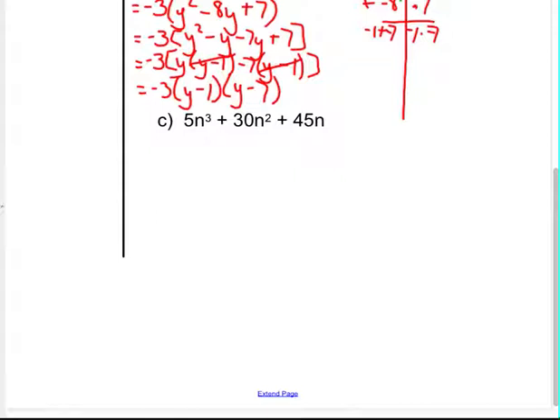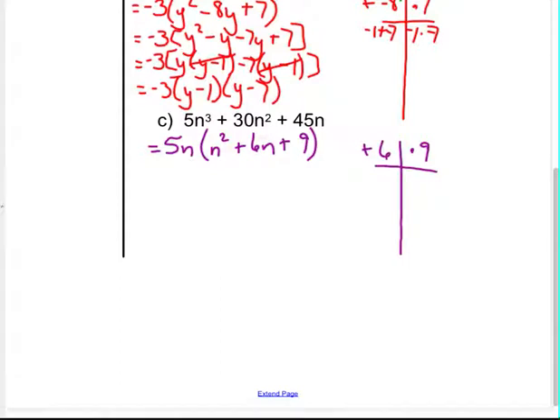So my last set, what I'm noticing is that they all have a common factor of 5, but also all of my terms have an n. So I'm going to factor out 5n, leaving me with n squared plus 6n plus 9. So now I set up my chart, I think about what multiplies to a 9 and adds to a 6. And the first numbers that come to me for 9 are 3 times 3. And sure enough, 3 plus 3 equals 6. So I'm going to rewrite my 6n as 3n plus 3n.